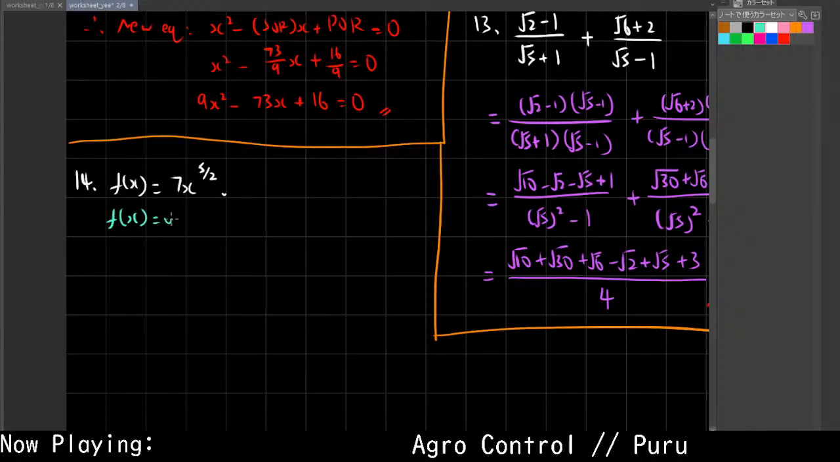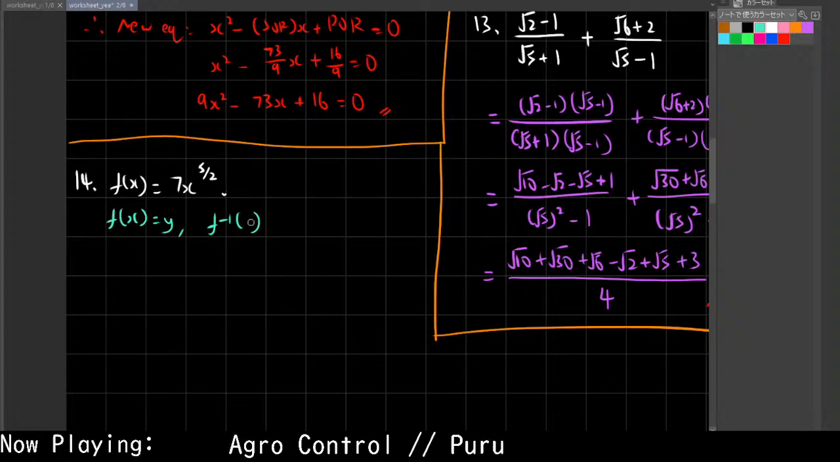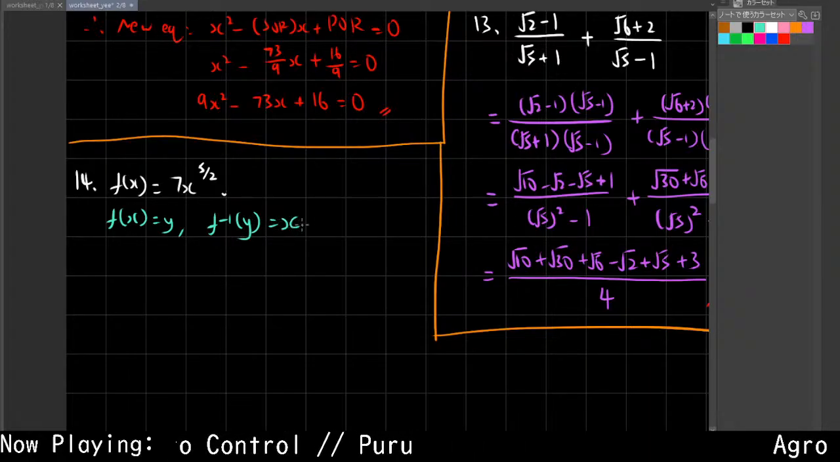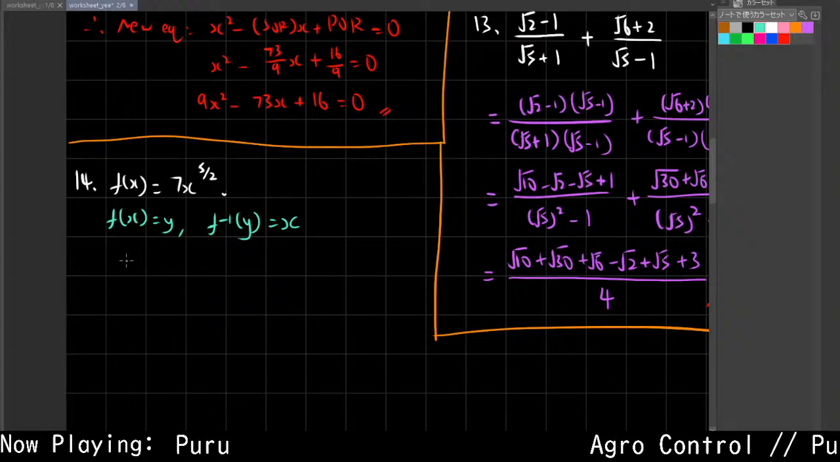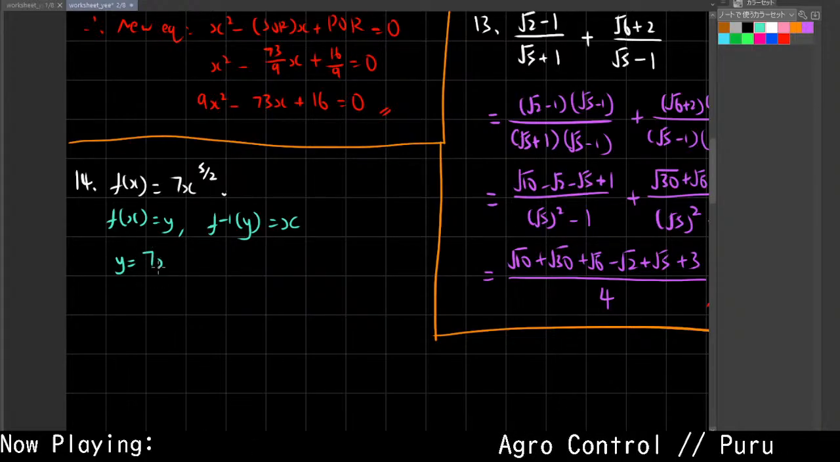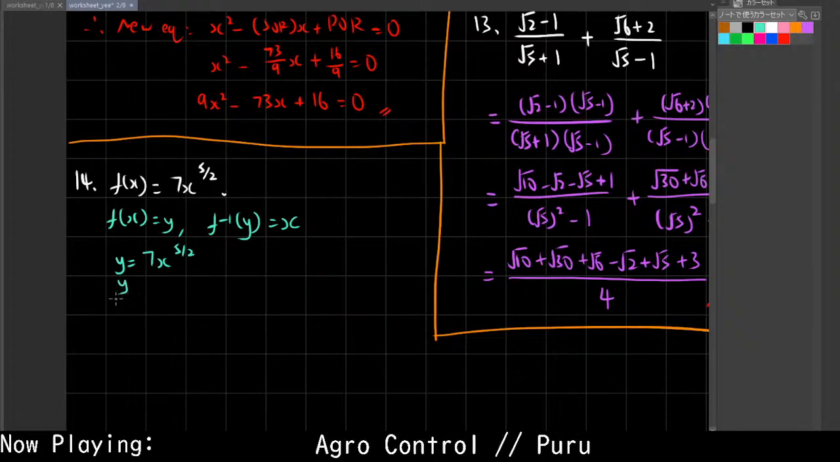If I let f(x) equal to y, then my f inverse of y is definitely equal to x. That's what you want to check. So y equals to 7x to the power of 5 over 2, and when you bring over it becomes y over 7.